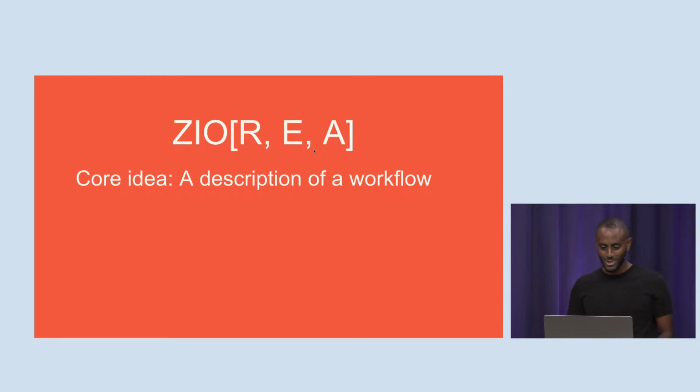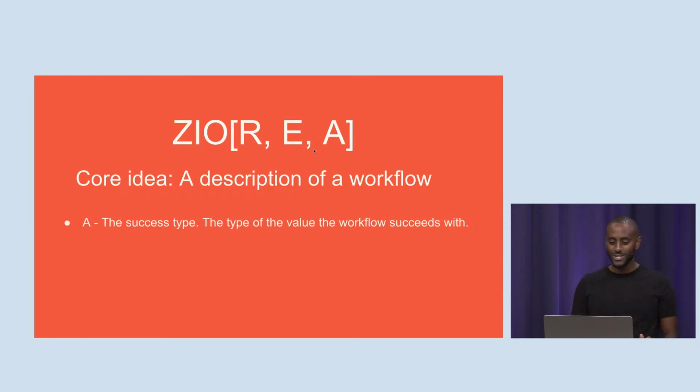So let's get back to the 3 type parameters that we see here. We see that we have a ZIO, and it has an R, an E, and an A, and we're going to go through them one by one to explain what they mean. The A here is the success type. This is the type of value the ZIO can succeed with. So when this computation or this workflow has finished running, or if it has finished running, it will succeed with this value A.